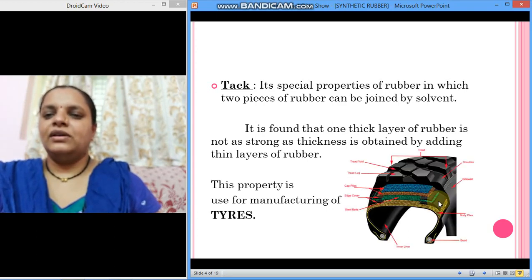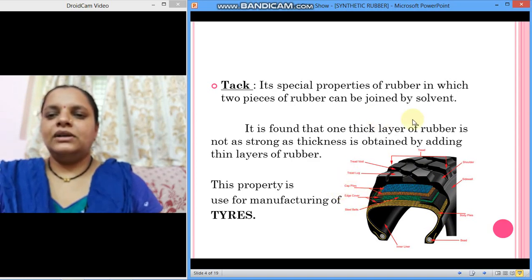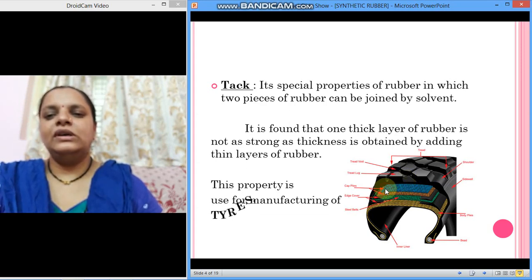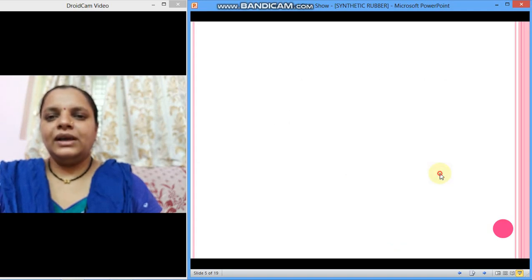Now here is a picture of a tire. Here we can see directly there are so many, 6 to 7, layers of tire. These are joined with the help of rubber, resulting in the formation of piled rubber, and this piled rubber is stronger and thicker. That's why we are using it in the formation of a tire. So tack is a special property which rubber has.